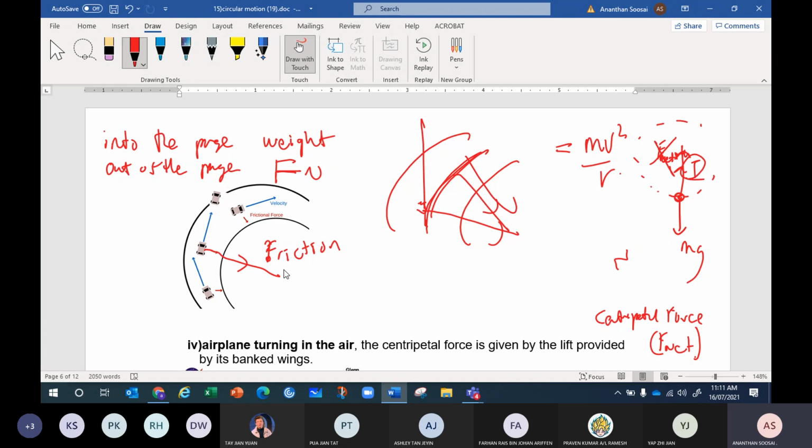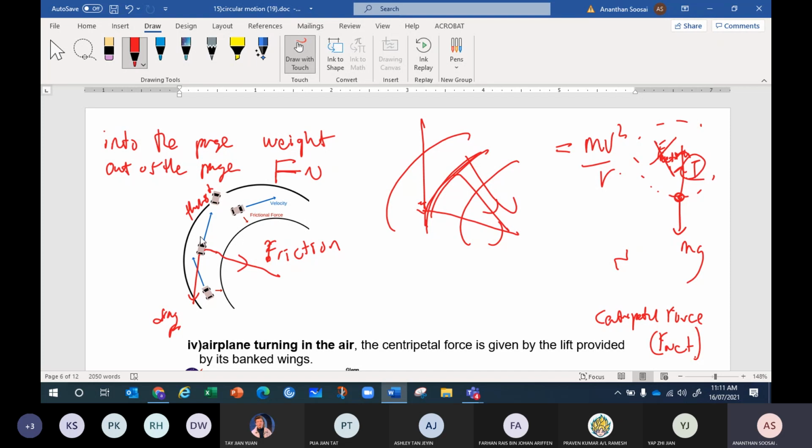The friction is acting towards the center. Okay, good, Ashley. So friction acting towards the center, weight acting into the page, normal force acting out of the page. Of course, the forward force is the thrust, and at the back you also have another type of force, the drag force, your air resistance. But there is friction acting towards the center.